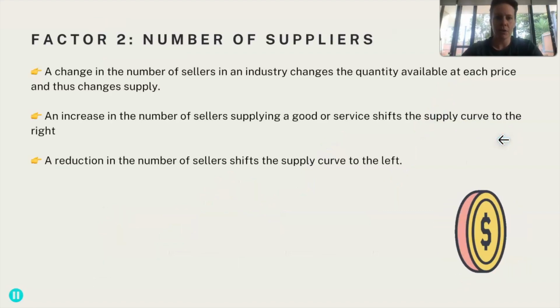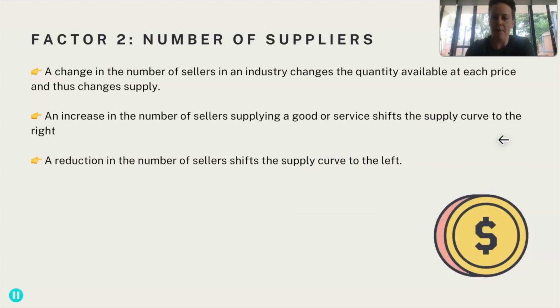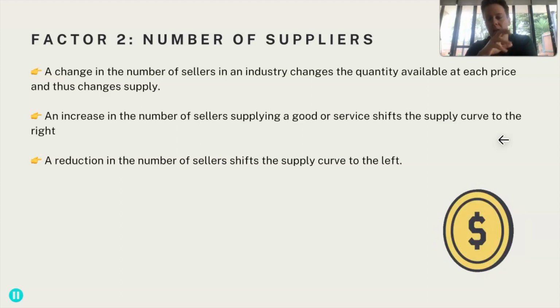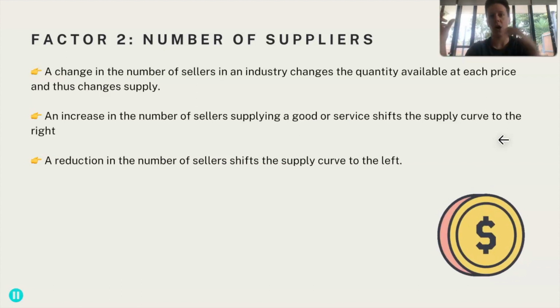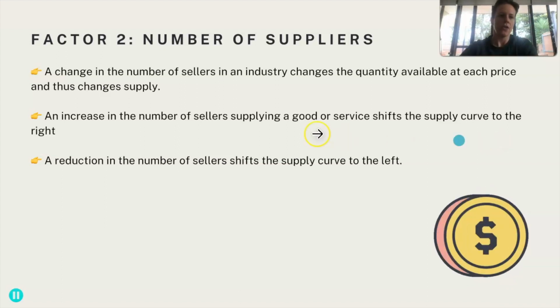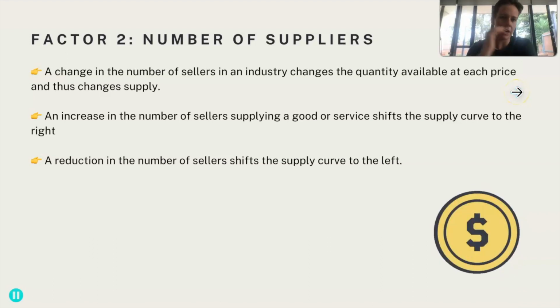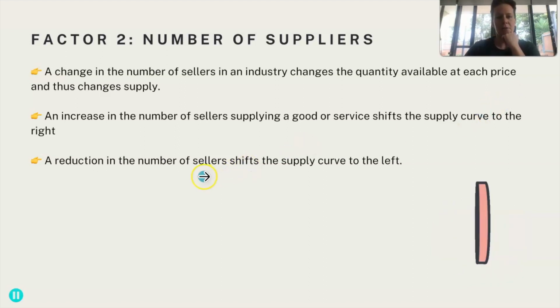Okay. Factor number 2 is the number of suppliers. So imagine a product suddenly becomes more profitable. So the price of a particular good or service increases. A lot of producers are going to go and have a look in that market and make a decision as to whether or not it's worth them entering that market. And that's usually what happens, because if there's an increase for the demand for a product, not only will the existing producers increase output, we're going to see a whole lot of new producers enter that space. So a change in the number of sellers in an industry changes the quantity available at each price point. So basically, increase in suppliers leads to a shift to the right, and a reduction in the number of sellers goes the other way. It leads to a shift to the left.